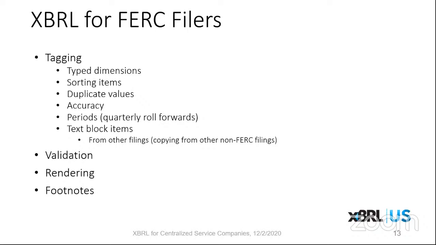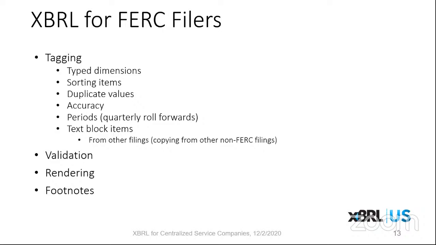So just in terms of tagging for the filers, obviously the only thing you need to worry about as a filer is how do I create the instance document? And there are some things that you may need to make decisions about, and we'll go through each of these in detail: type dimensions, how do things look on the form, what do I do with duplicate values, do I have to worry about the accuracy of the numbers?